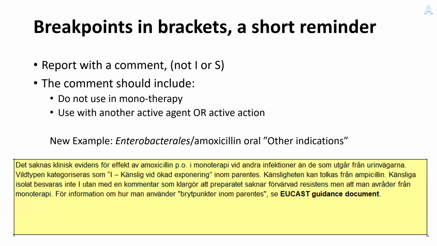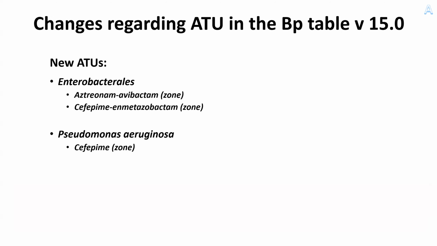Yes, we can go to the area of technical uncertainty, and we have 3 changes regarding this in the breakpoint table this year. There are 2 new ATUs for the Enterobacterales and the new compounds aztreonam-avibactam and cefepime-taniborbactam for the zone diameter breakpoints, and we also have an ATU for Pseudomonas aeruginosa and cefepime zone diameters.